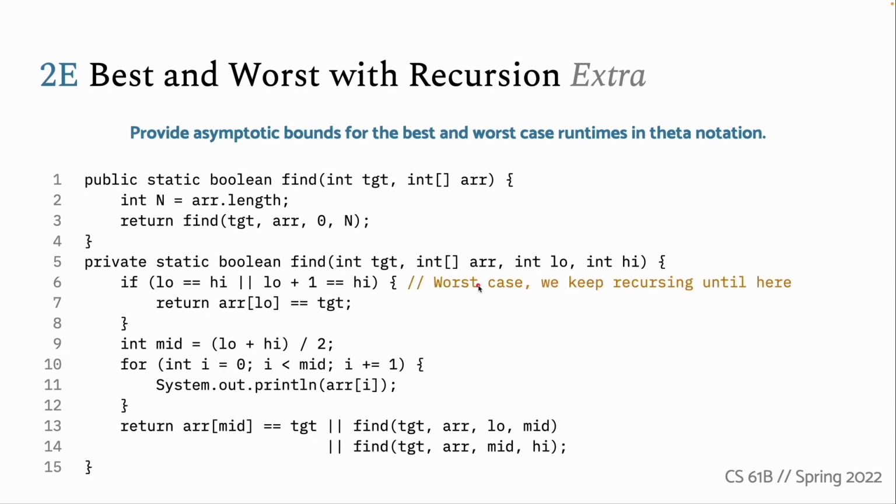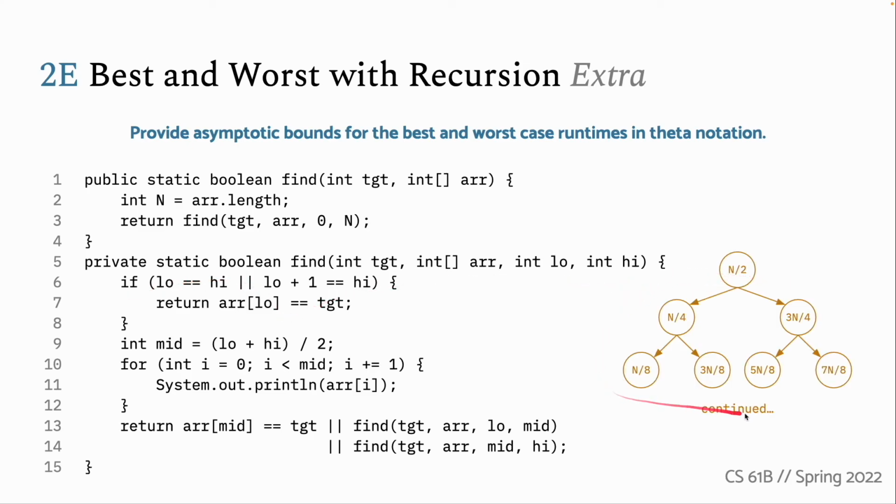Now, the worst case is that we have to keep recursing until we hit this if statement at the top. In that case, we're going to end up with this tree structure. Notice that's actually not symmetric, and the reason is because i isn't going from low to high. It's going from 0 all the way to mid. And since we are setting mid to be high in the first call and low to be mid in the second call, the new mid is going to be n over 4 or 3n over 4, but the for loop is going all the way from 0 to that value each time.